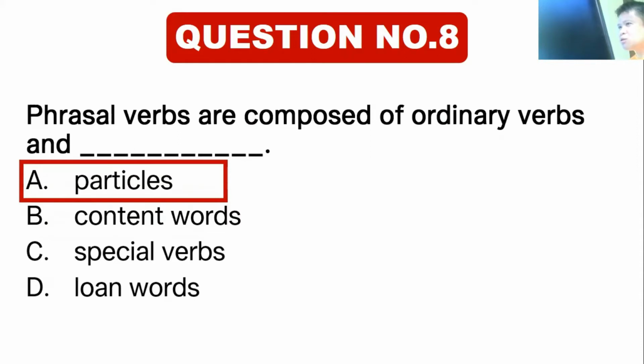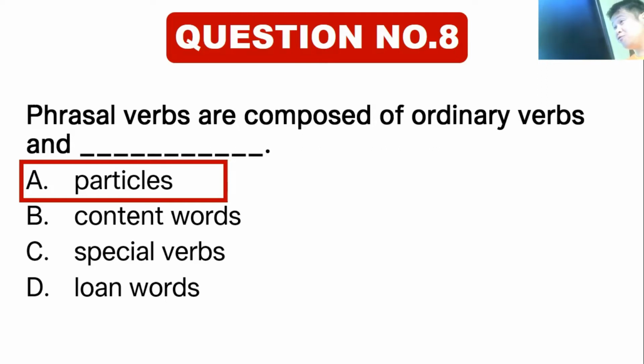So, phrasal verbs are composed of ordinary verbs plus particles. Specifically, prepositions. When you say particles, these are words that do not fit into the main parts of speech. For example, the word and, the word for. These are particles. In phrasal verbs, the particles are usually prepositions. So verbs plus prepositions. For example, stand up. Your ordinary verb is stand and your particle is up. It is actually a preposition.